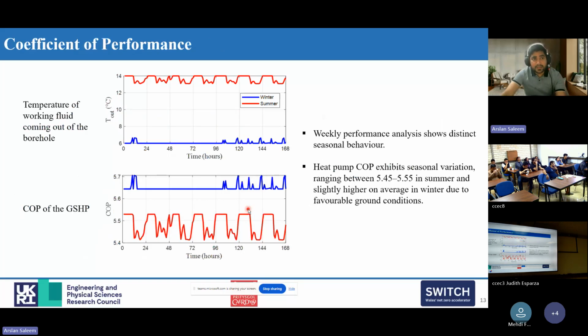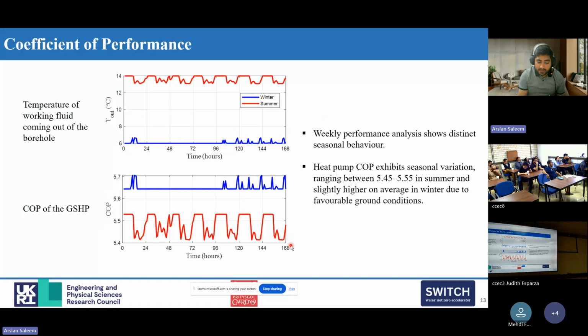So here the top graph shows the temperature of the working fluid coming out of the borehole, and the bottom graph shows the COP of the ground source heat pump system. Again, the blue trace is used for winter, and the red trace is used for summer. The summer borehole outlet temperatures averaged around 13.8 degrees Celsius with minor fluctuations, while winter temperatures were lower, highlighting the need for solar assisted thermal recovery during colder months.